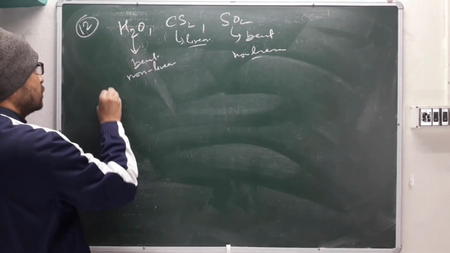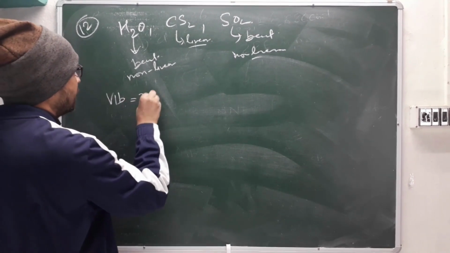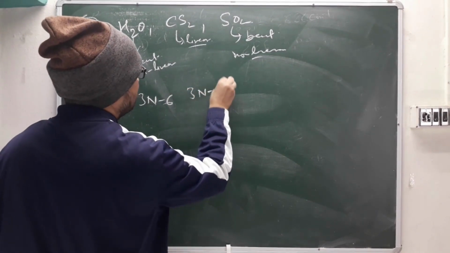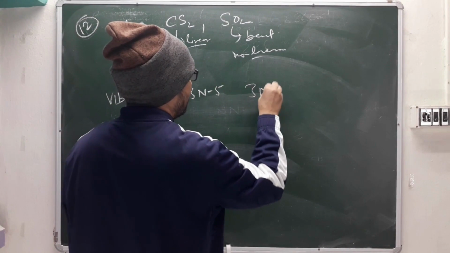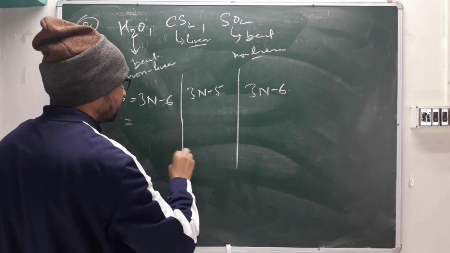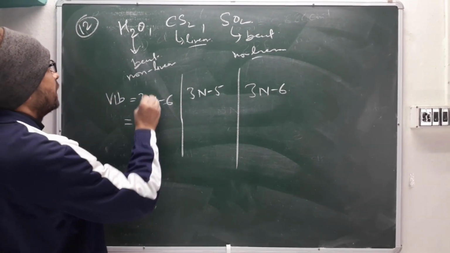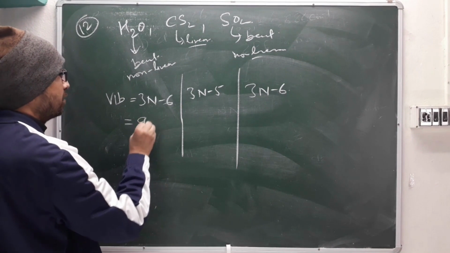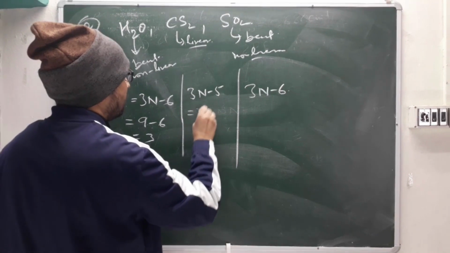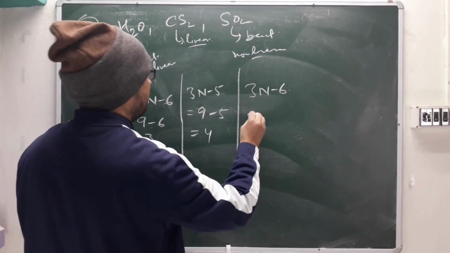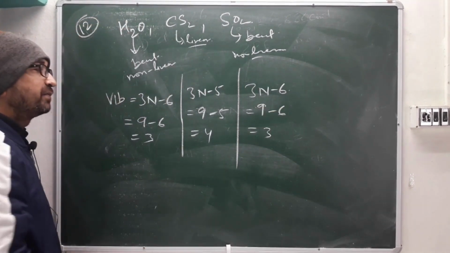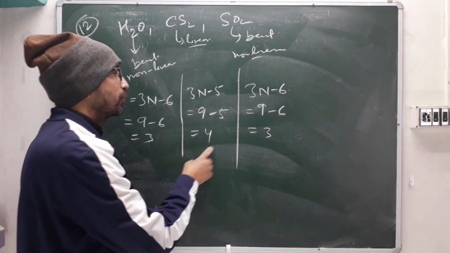For H2O, the vibrational degree of freedom will be 3n minus 6. For the linear one, it will be 3n minus 5, because it is linear. For the other, 3n minus 6. Now let's find all the vibrational modes. 3 into 3, 9 minus 6 equals 3. Here 3 into 3, 9 minus 5 equals 4. Here 3 into 3, 9 minus 6 equals 3. So we got the vibrational degrees of freedom as 3, 4 and 3.